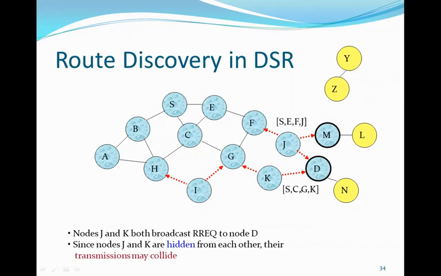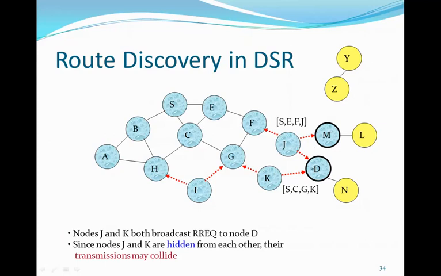And here you can see that SCGK is received from C, G, and K on the lower route, and the upper route is SEFJ to the D. Similarly, the SEFJ route request is also forwarded to M, because M also comes in the neighborhood of this node. So nodes J and K both broadcast the route request to node D, and sometimes there is a possibility that the packets transmitted by J and K may collide over here because of the hidden terminal problem. The transmission may collide and node D doesn't receive any packet from node S.